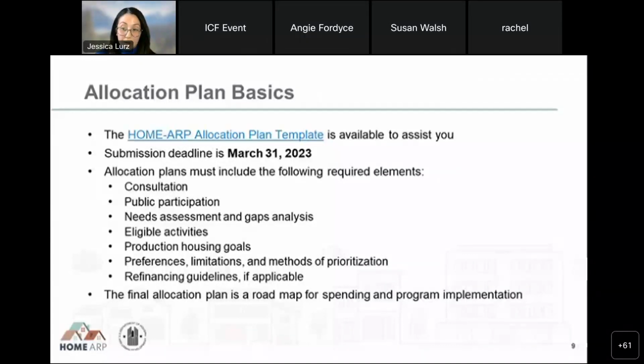There are several required elements within the allocation plan, and we'll cover those requirements and provide some tips and best practices on them throughout the presentation, but we'll also have those topic-specific breakout groups if you have questions. So those are consultation, public participation, the needs assessment and gaps analysis, funding eligible activities, production of housing goals if you are going to do rental housing, preferences, limitations, and methods of prioritization, and then refinancing guidelines if that's applicable.